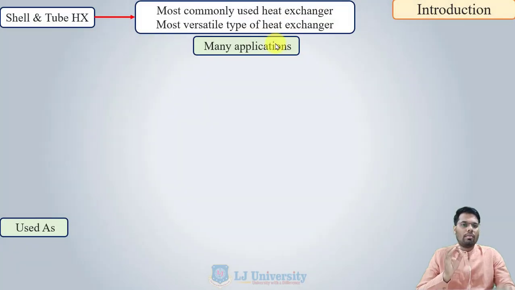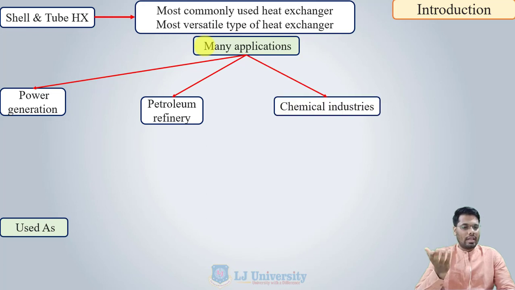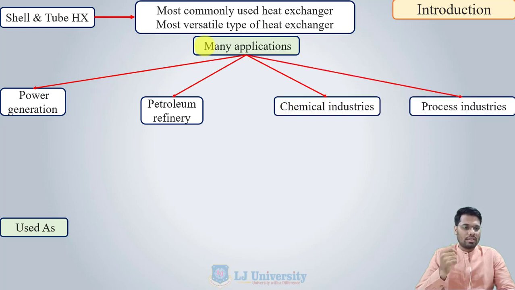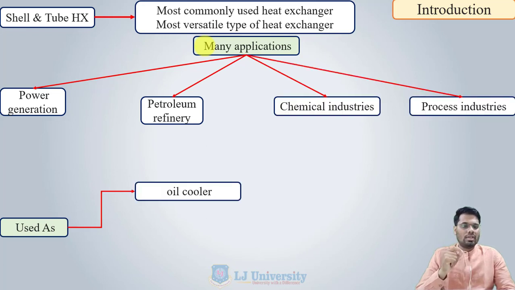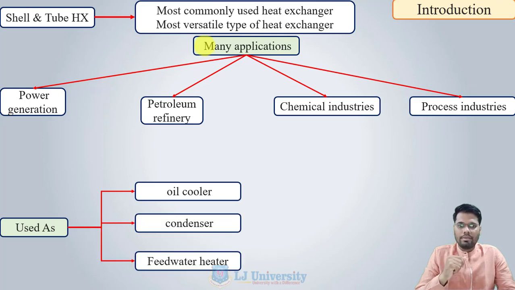It is the most commonly used heat exchanger, because it is the most versatile type of heat exchanger. There are many applications of shell and tube heat exchangers, like in power generation, in petroleum refineries, in the chemical industry, as well as in process industries. They are used as oil coolers or condensers, as well as feed water heaters.